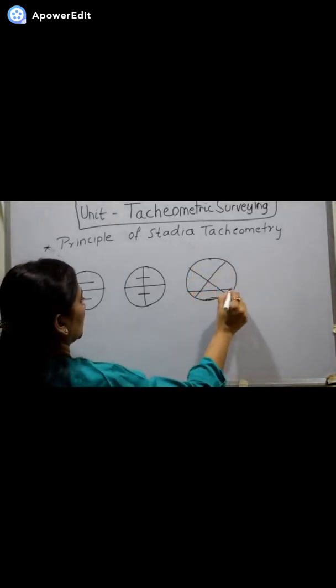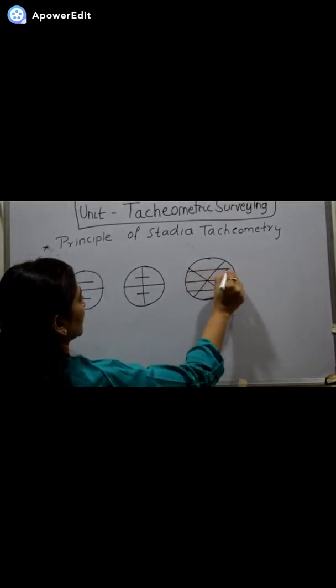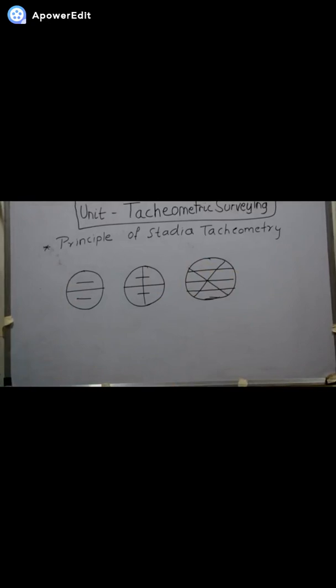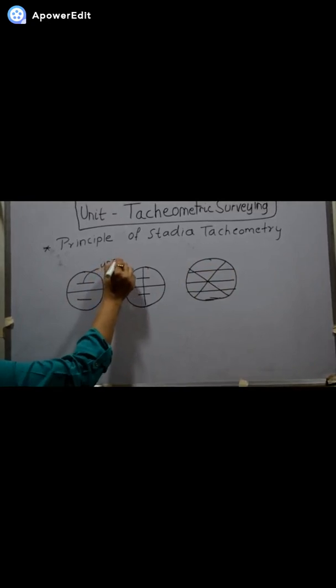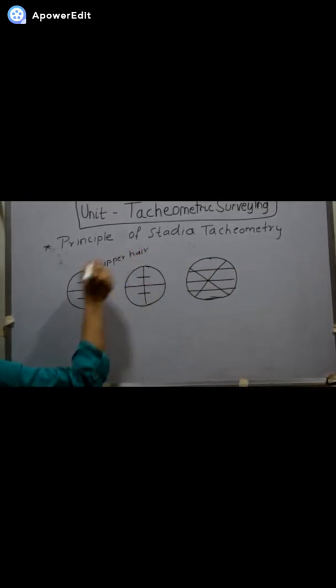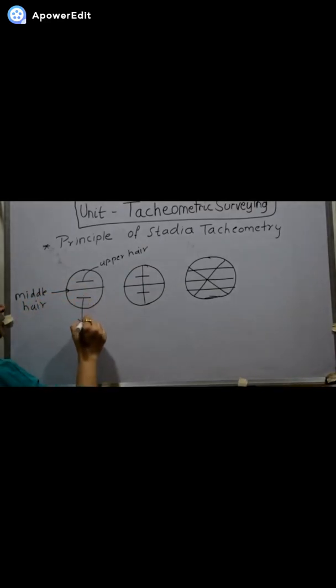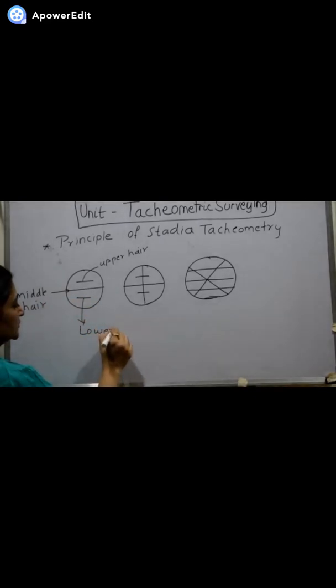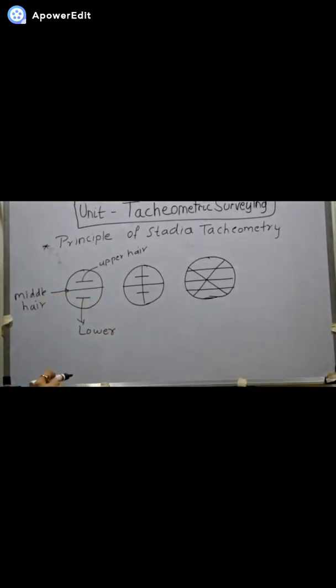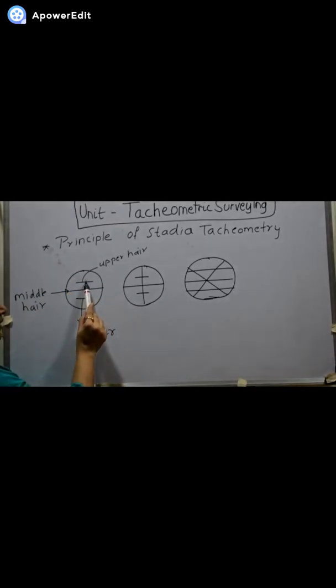What is the difference between the normal diaphragm and the stadia diaphragm? In the stadia diaphragm, you will see there are three hairs: upper hair, middle hair, and lower hair. When the diaphragm is a stadia diaphragm, we take the upper reading on the staff, the middle reading on the staff, and the bottom or lower hair reading on the staff.